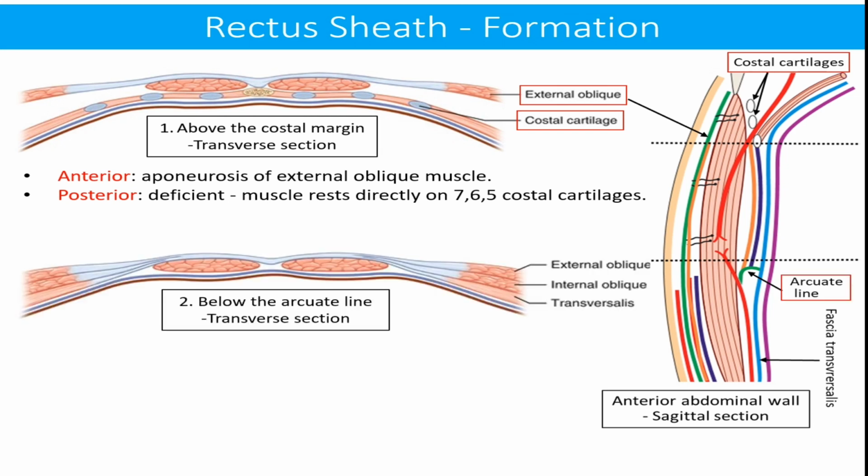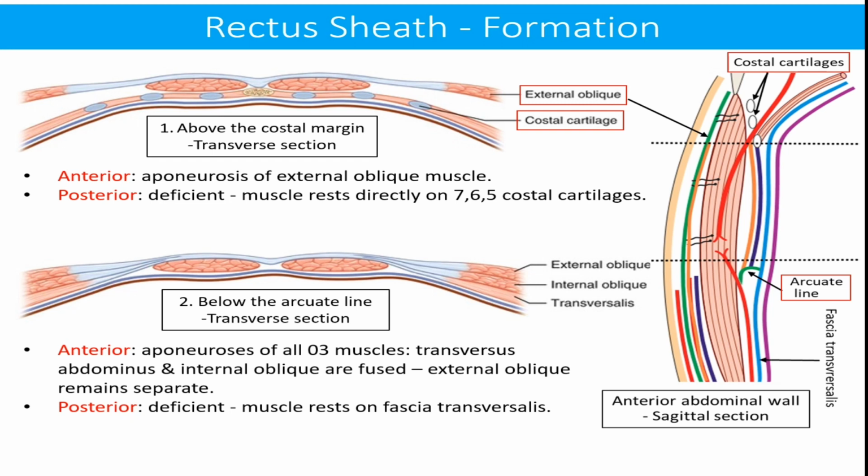Number two, below the arcuate line. Anteriorly, it is formed by aponeurosis of all the three muscles, that is transversus abdominis, external oblique and internal oblique. Out of these, transversus abdominis and internal oblique are fused, whereas the external oblique remains separate. Posteriorly, it is again deficient and muscle rests directly on the fascia transversalis.